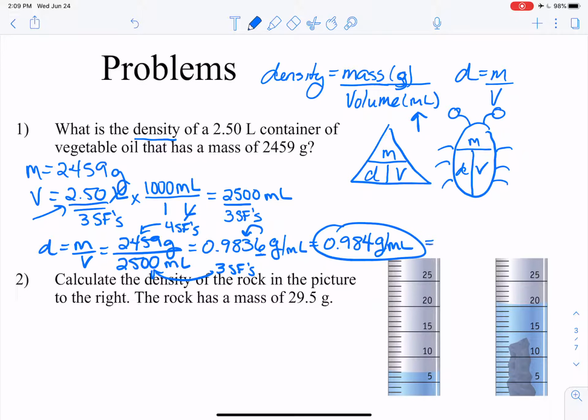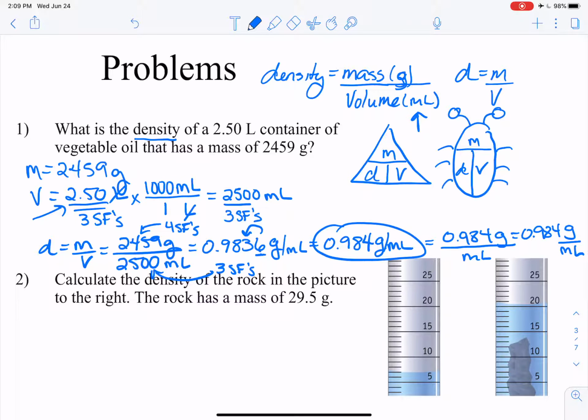And the other way that we could write this is 0.984 grams, and you can put that over 1 milliliter, or you could just put per milliliter, or you could write it as 0.984 grams per milliliter, like that. There's a bunch of different ways you can write it.